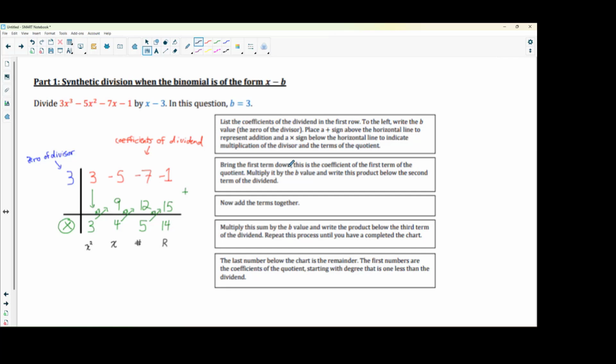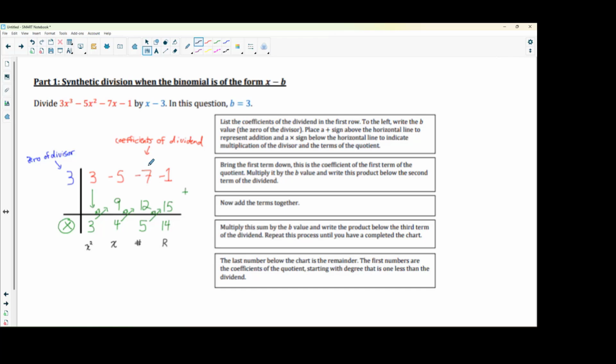Bring the first term down. This is the coefficient of the first term of the quotient. Multiply it by the b value and write this product below the second term of the dividend. So whatever the leading coefficient is, bring it down: 3. Now we multiply 3 by the b value, 3 times 3 is 9, and we put that in the next column. We add -5 and 9 to get 4. Then 4 times 3 is 12.